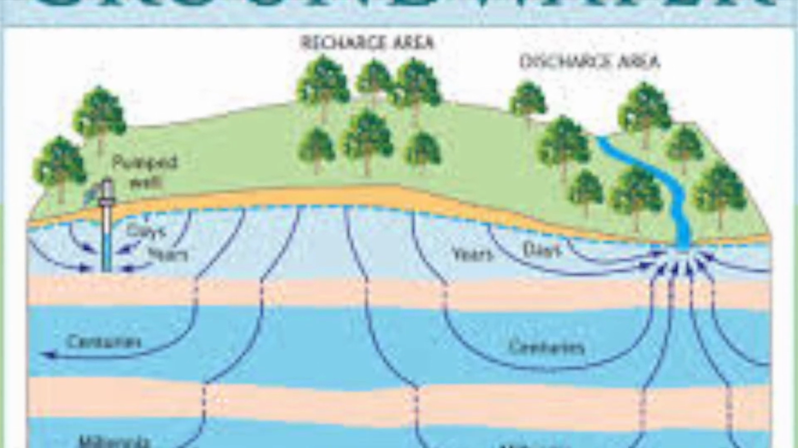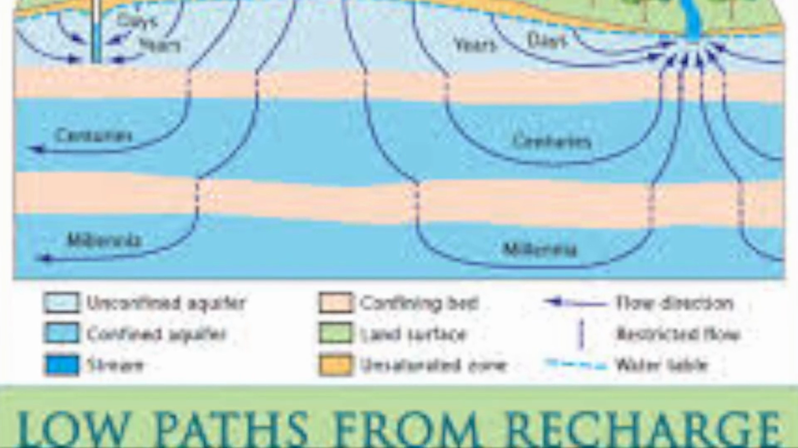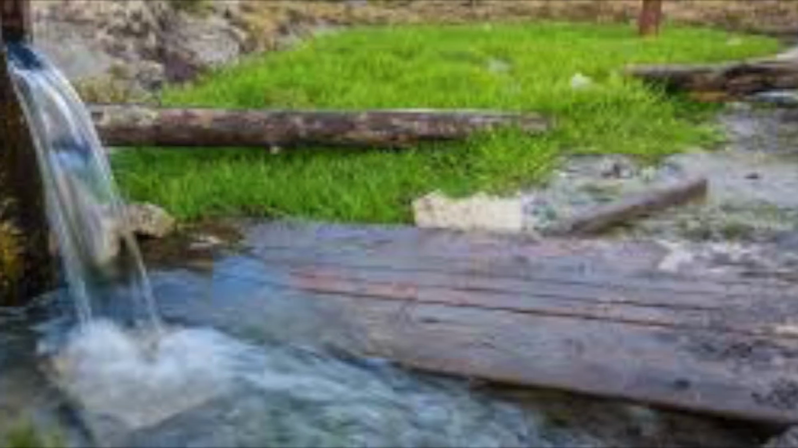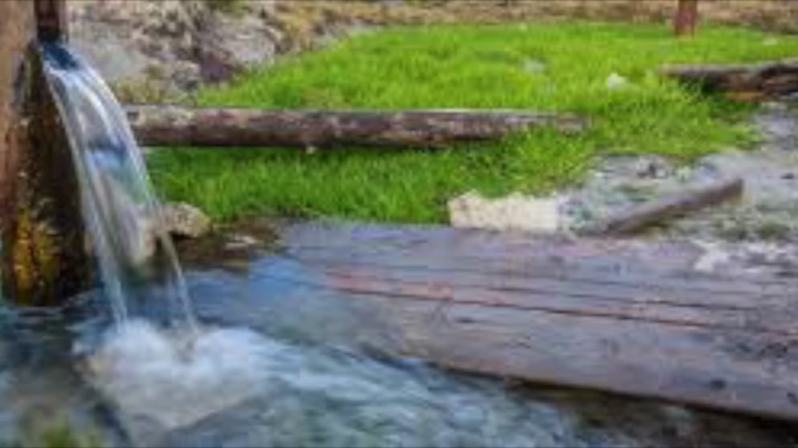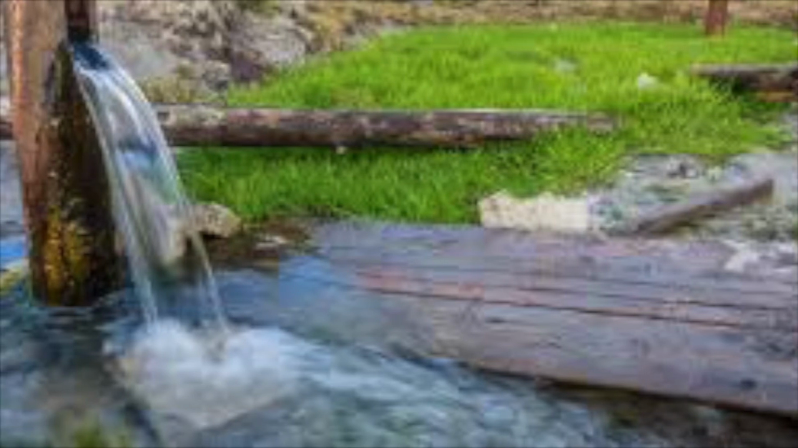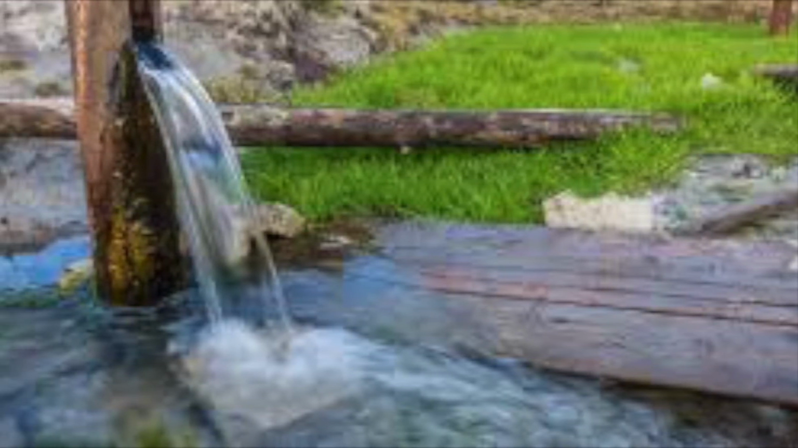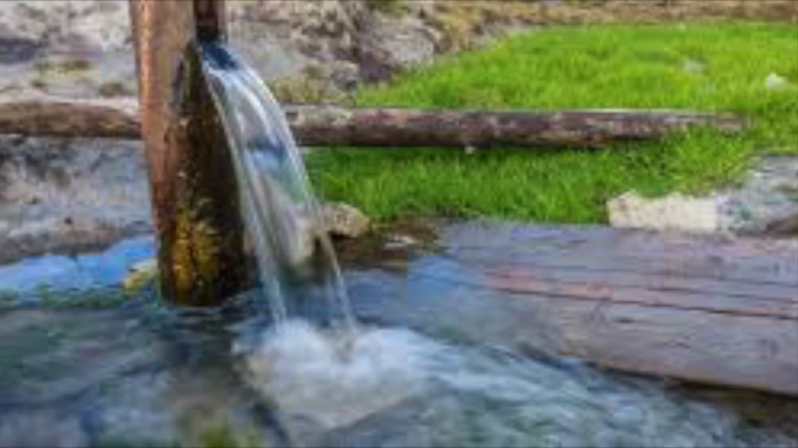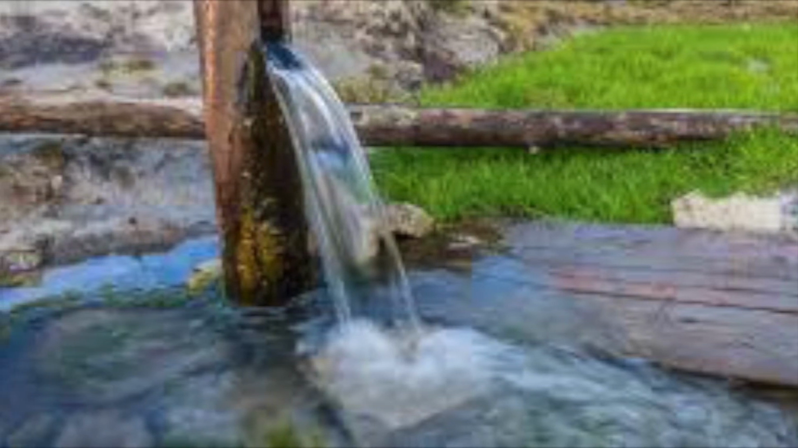Next one is groundwater. Groundwater is the water beneath the surface of the ground in the zone of saturation. This zone, the space between soil particles, is saturated with water. Above this zone is the zone of aeration. In this zone, the space between soil particles is filled with both air and water. The water table is boundary between these two layers.